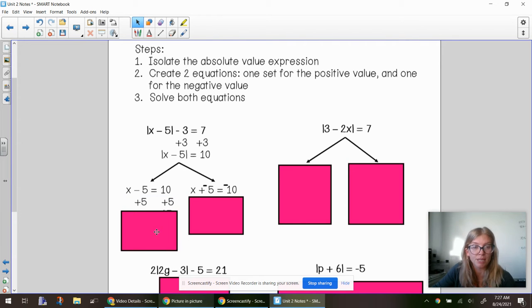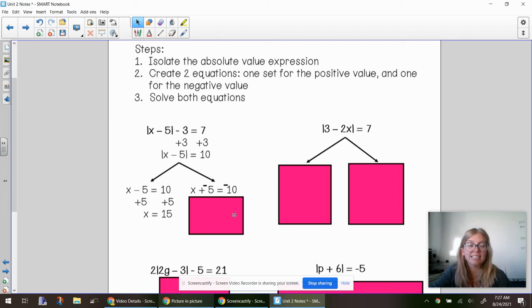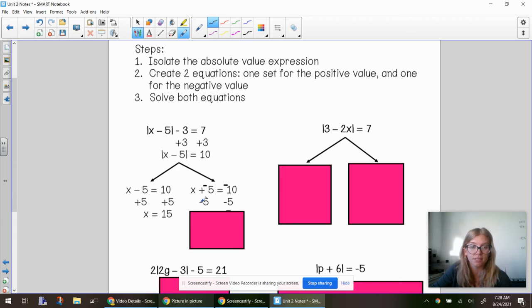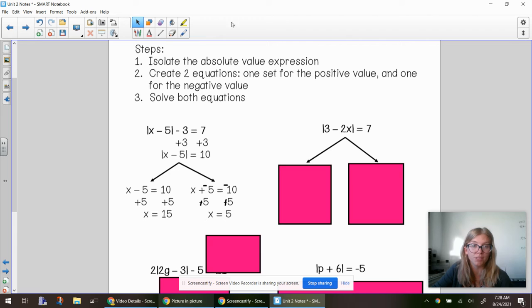I'm going to add 5 to both sides of my equal sign, and that gives me x equals 15. In the next example, I'm also going to add 5 to both sides of my equal sign. Let's fix these numbers because they are incorrect. And I should end up with x equals negative 5. Both of these values, x equals 15 and x equals negative 5, will make the equation true. We need both answers for our question to be correct.